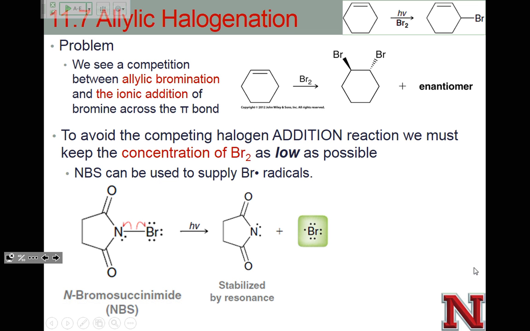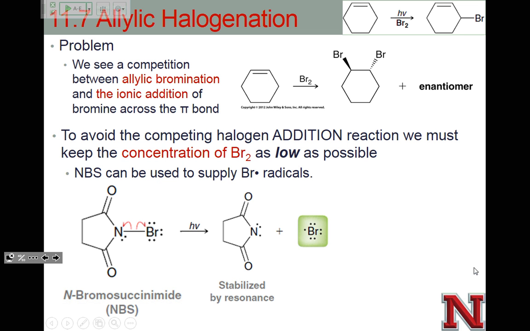Now there's some chance that if you have too much bromine radical present, they can come together, form a Br2 bond, and then do an addition. So again, we don't need a lot of NBS. We don't need a lot of bromine radical present at any given time. So we have very small amounts of this NBS, but it releases a bromine radical without having Br2.